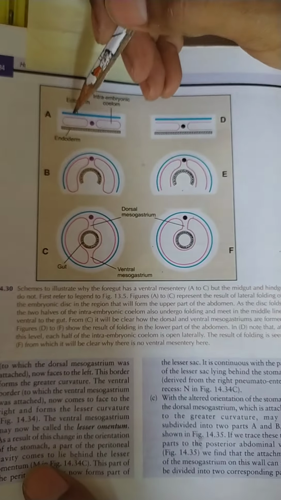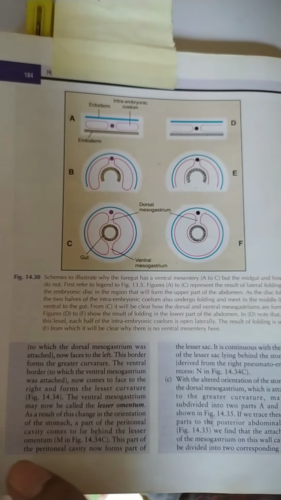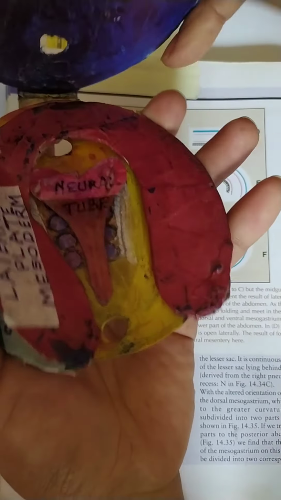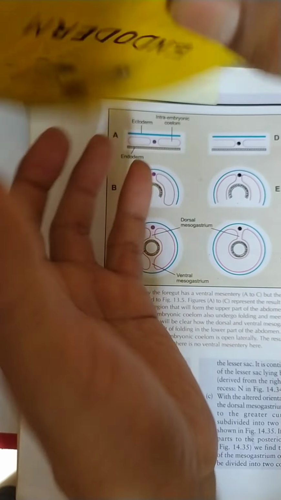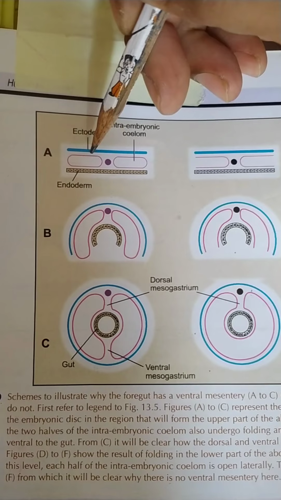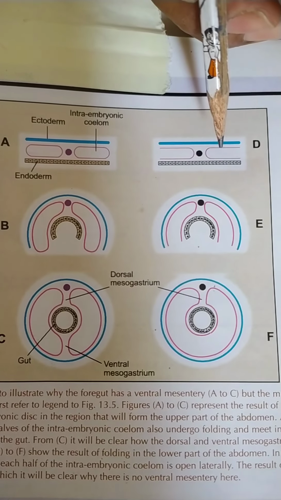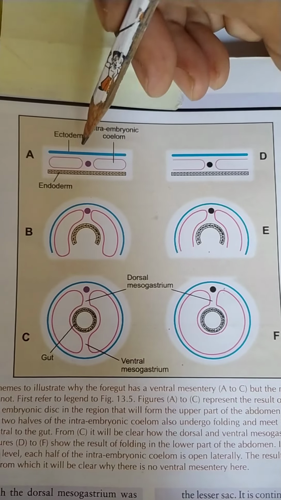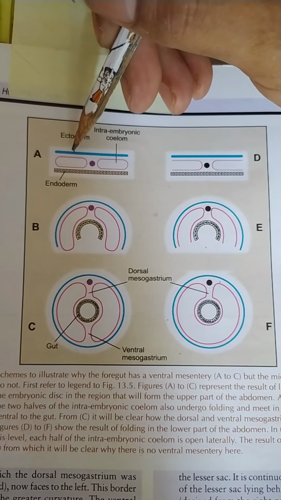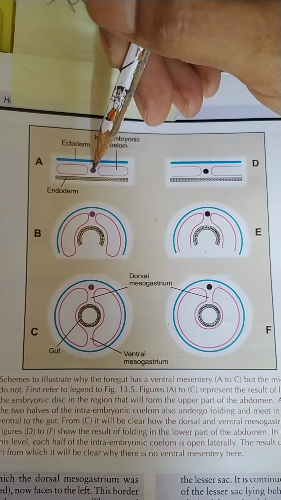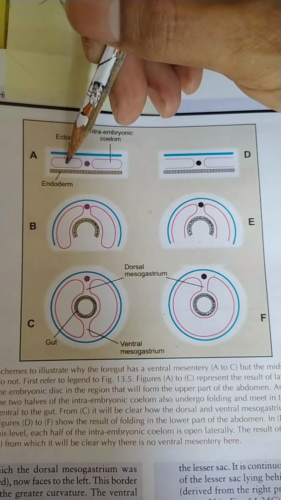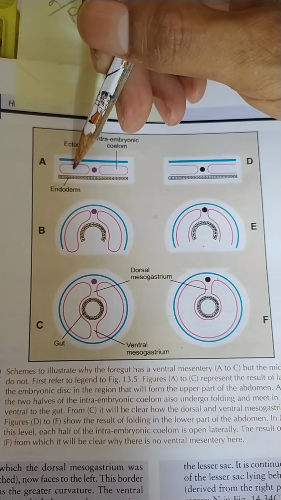So this is the cross section of this trilaminar germ disc: ectoderm, intraembryonic mesoderm, then endoderm. Please focus on it. This is the cranial section and caudal section of the trilaminar germ disc. In this A diagram, you see this blue one is the ectoderm and this black one is the endoderm. In between this ectoderm and endoderm, this one is the notochord. This is the intraembryonic coelom, also called the intraembryonic body cavity.